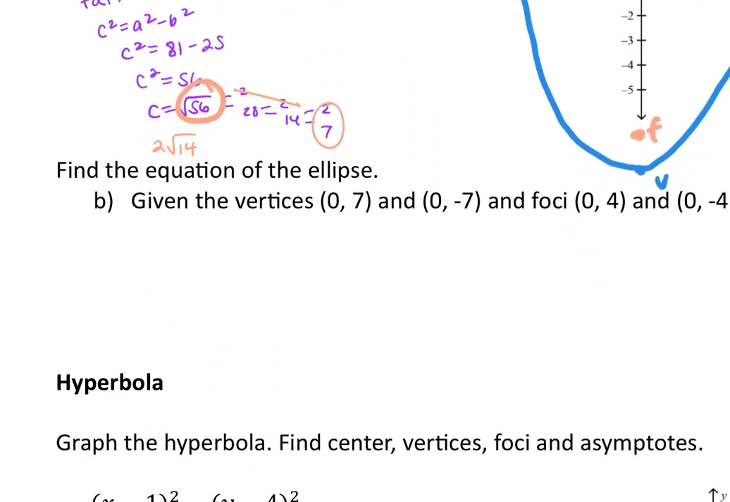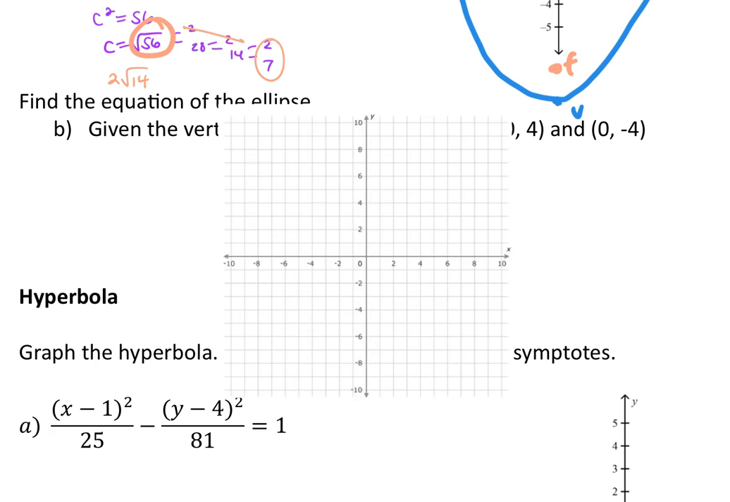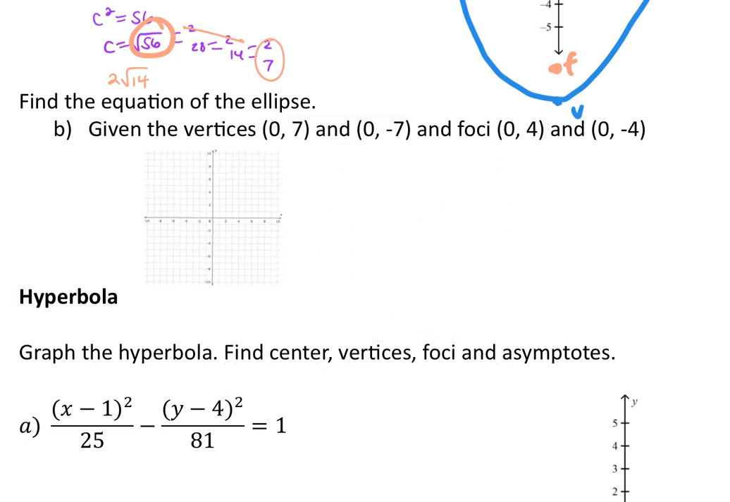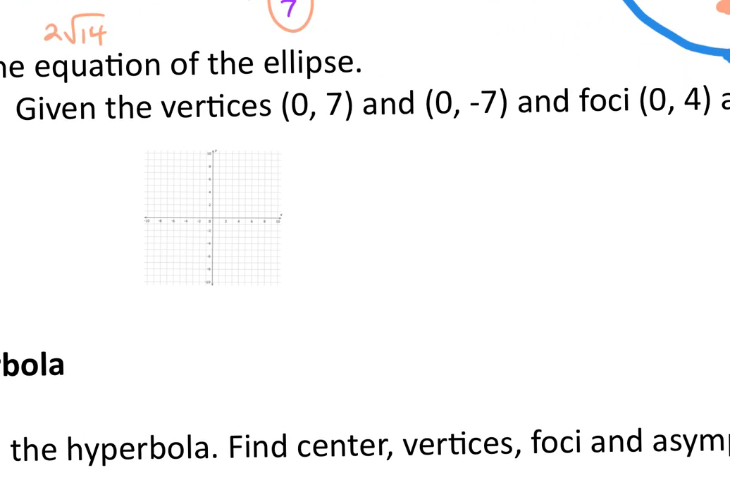But now, no. Okay, then it says find the equation of the ellipse. Now you're given the information and you've got to work your way backwards. Again, we will give you the graph paper because I think it's going to be helpful for stuff like this. If I wanted to graph, I would start with vertices at 0, 7 and 0, negative 7. Those are your vertices. And foci at 0, 4 and 0, negative 4.